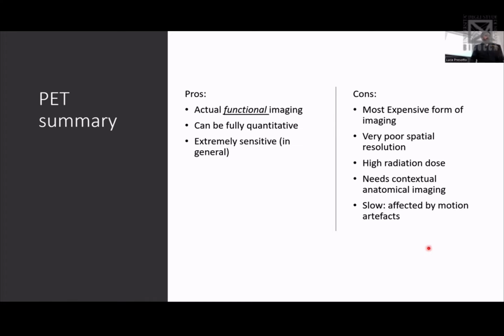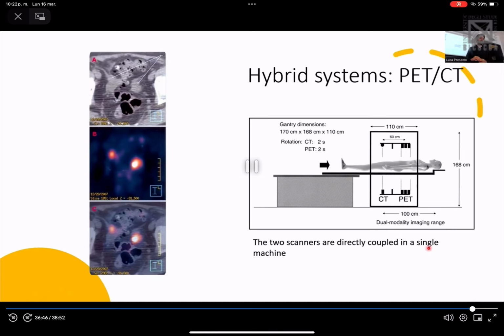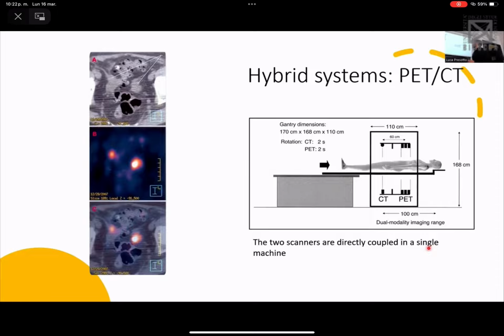And you need contextual anatomical imaging. In the previous image, you could see where the liver was, but it's not that clear. It's very blurred due to motion, and because the noise is very high. So what they invented, and that was really the invention that changed the field of nuclear medicine in the year 2000, is hybrid systems. They invented hybrid PET-CT.